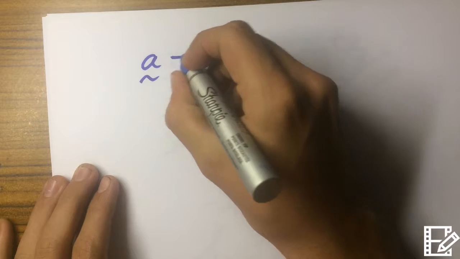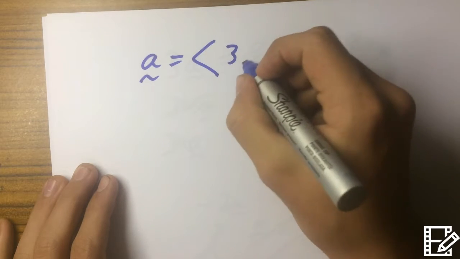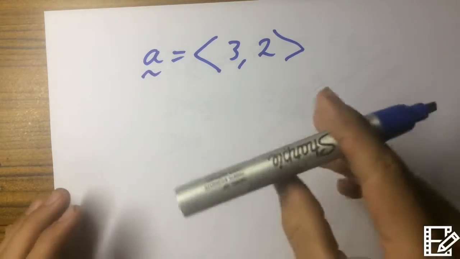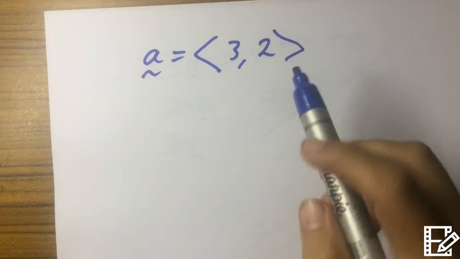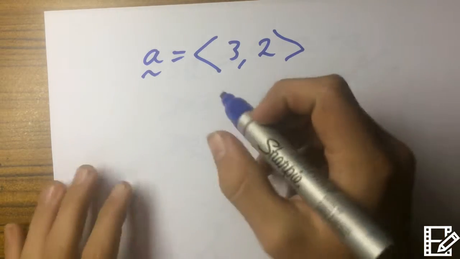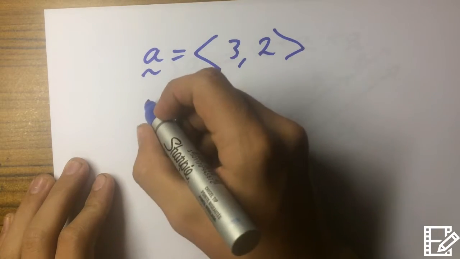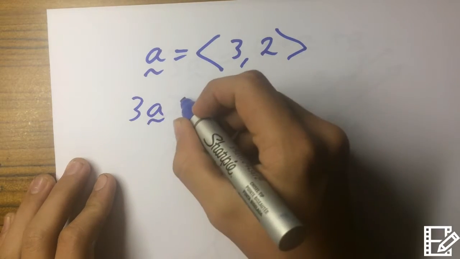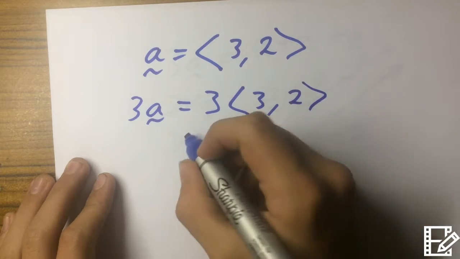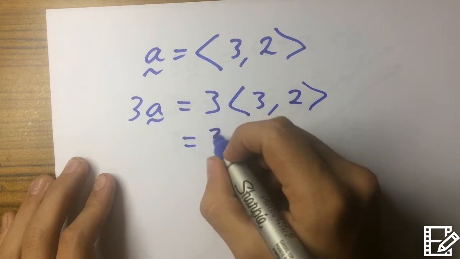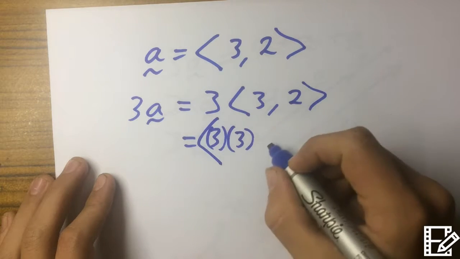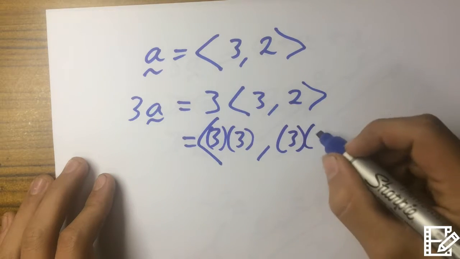So we have a vector a. Let's say it's (3, 2), which means there's a vector going 3 in the positive i direction, and then adding to that a vector going 2 in the positive j direction. Okay, so let's say 3a. That means 3 with the brackets, (3, 2). And that means we expand them out and we get 3 multiplied by 3, and 3 multiplied by 2.